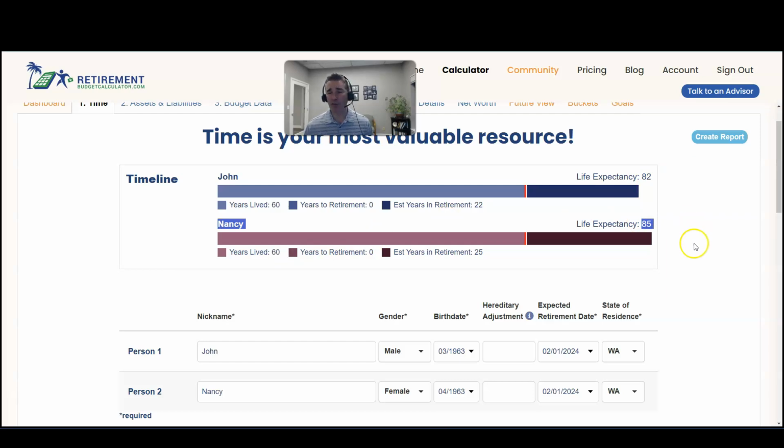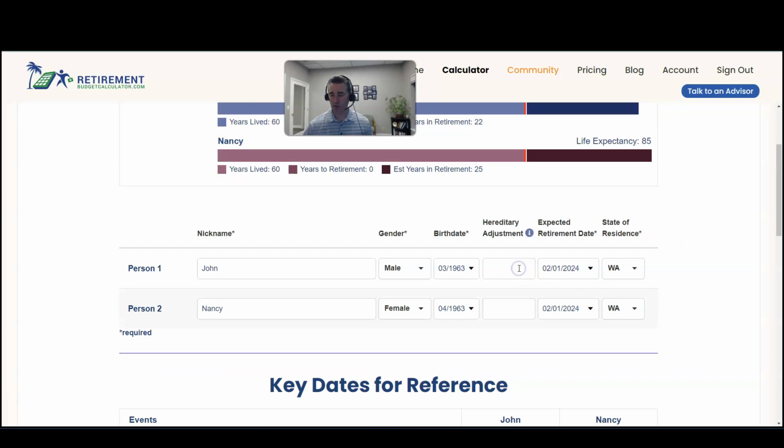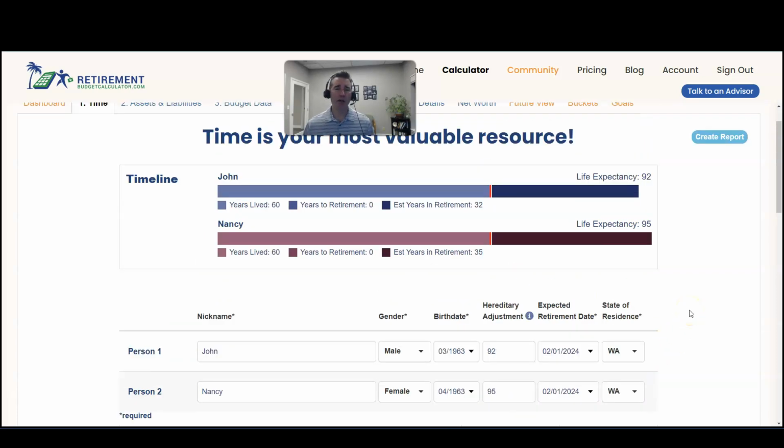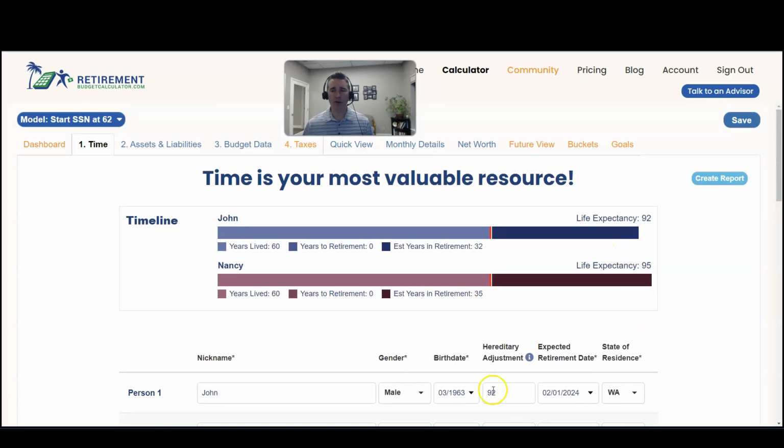And you might say, well, everybody in my family lives to age 92. So you can just come in here and make a hereditary adjustment, age 92, and maybe you want to see that everybody in Nancy's family lives to age 95. So you can play around and change life expectancy. But if you don't put anything in, we'll just assume average life expectancy based on Social Security.